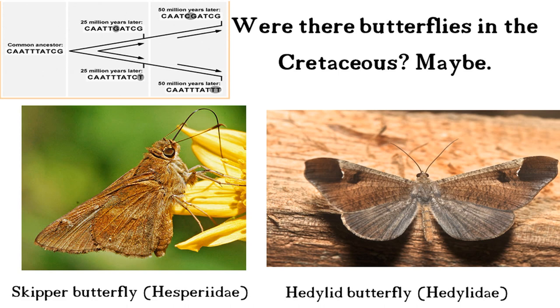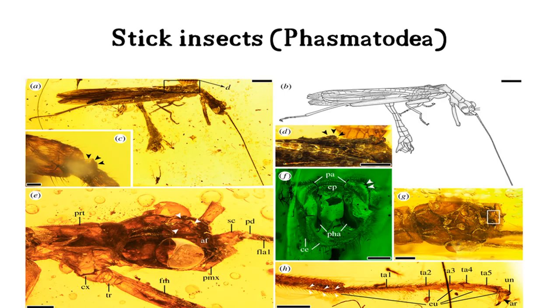Of course, nectar-feeding moths included as well, not just butterflies. In the Cretaceous, we also find some spectacular fossils of stick insects of the family Phasmatodea. That's right, stick insects were starting to evolve. Some of them already mimicked vegetation, such as leaves and sticks. So their plant-like mimicry evolved later than we previously thought.